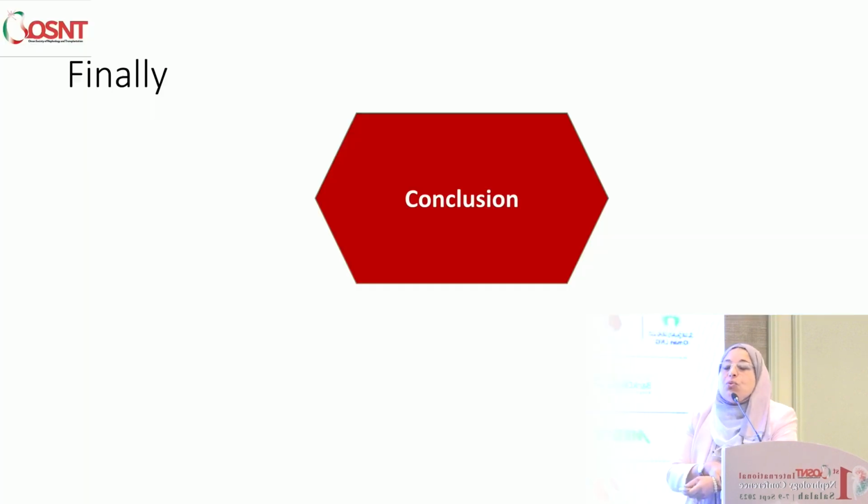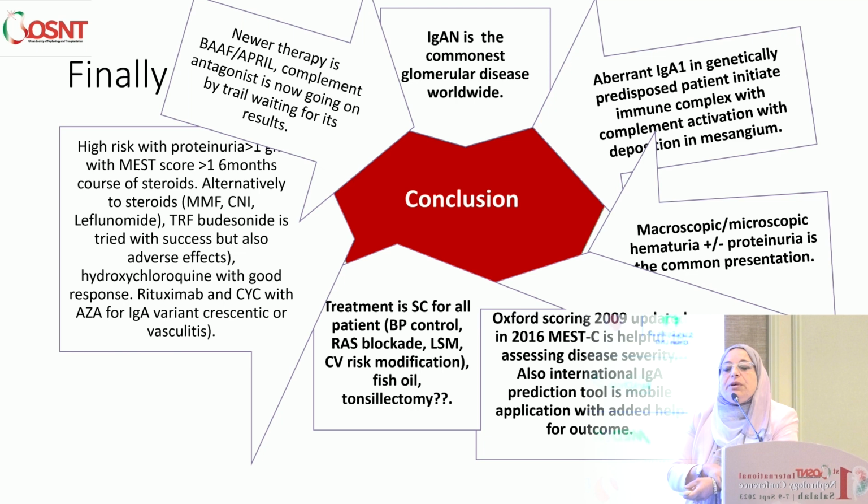And finally, I just want to note that IgA is the commonest glomerular disease worldwide. There is aberrant IgA1 in genetically predisposed patients, which initiates immune complex formation and complement activation, causing the disease. Macroscopic and microscopic hematuria plus or minus proteinuria is a common presentation. The Oxford classification, called the MEST, and in 2016 MEST-C for evaluation, and also the International IgA nephropathy scoring tool.